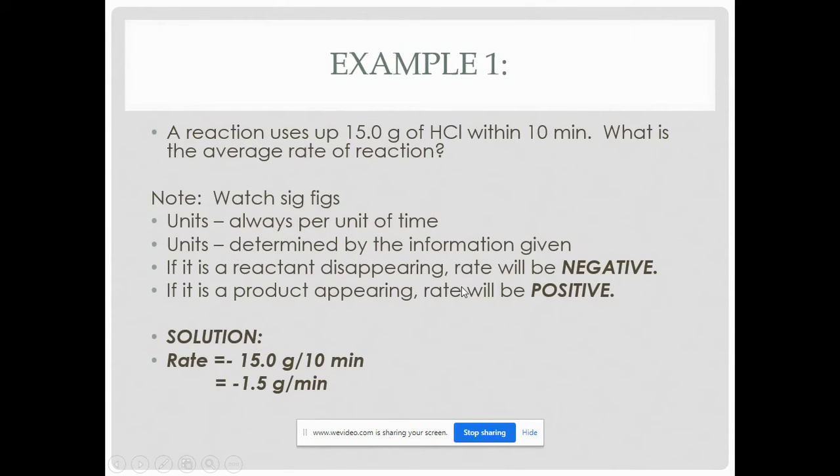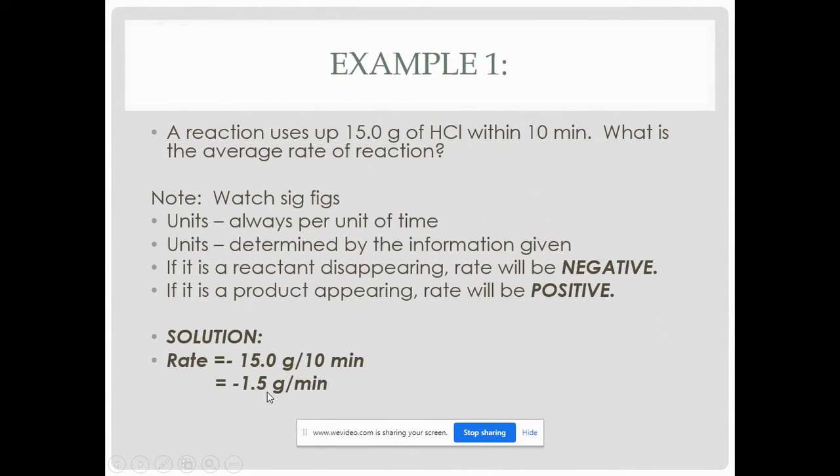If the reactant is disappearing, then the rate will be negative. So this is a really important point. If the product is appearing, the rate is going to be positive. So in this case, we're measuring the rate of a reactant disappearing. So we're going to put a negative, and the rate of disappearance is 15.0 grams divided by the time, which is 10 minutes. So 15 divided by 10 is 1.5, and you put the units grams per minute. And for the sake of this, we're going to pretend that there's a little decimal behind the 10.